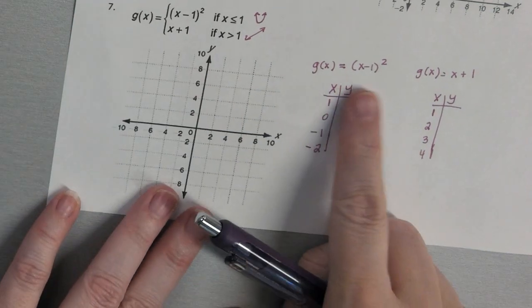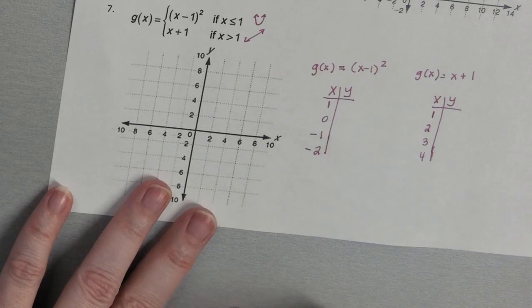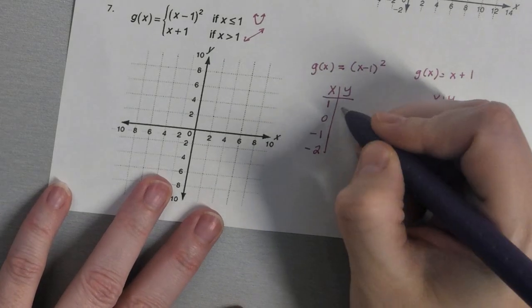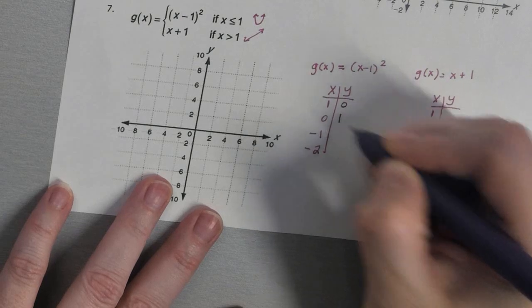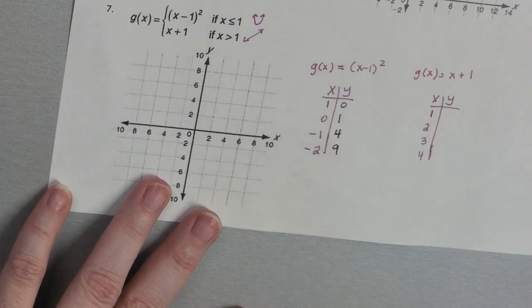And then be careful with this one because when you plug in 1, you do have to do parentheses, then exponents. So at 1, you should be at 0. At 0, you should be at 1. -1 is 4. -2 is 9.